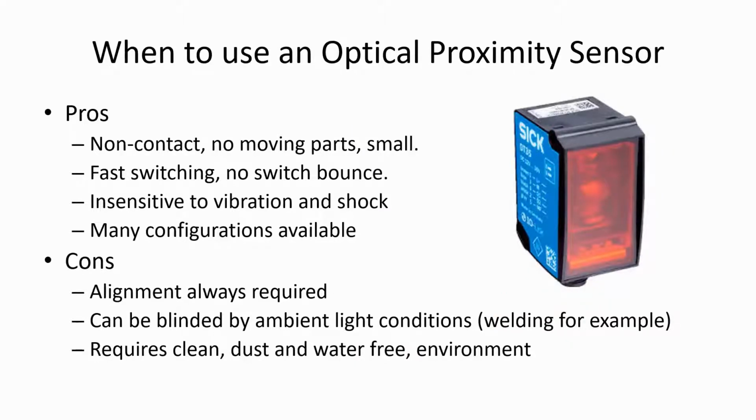Now let's see the pros and cons of optical proximity sensors. As I told you before, it is a non-contact type of sensor, so there is no need for any touch. Without touching, at a distance, it can sense the presence or absence of the object. There are no moving parts; some switches have contacts, but this doesn't. Also the size is very small. These are very much advantages when we go for automation.